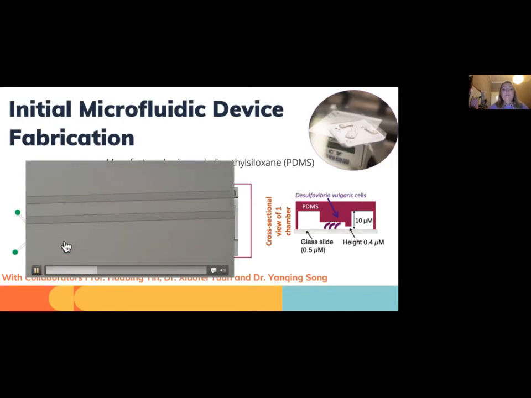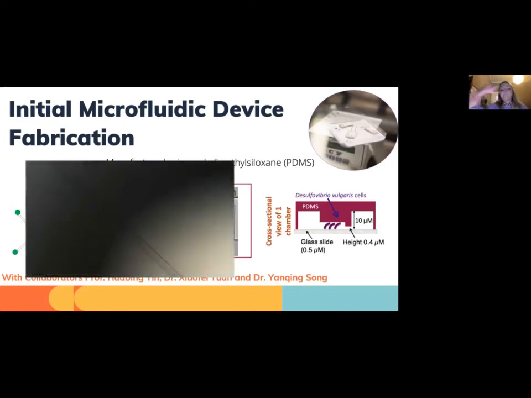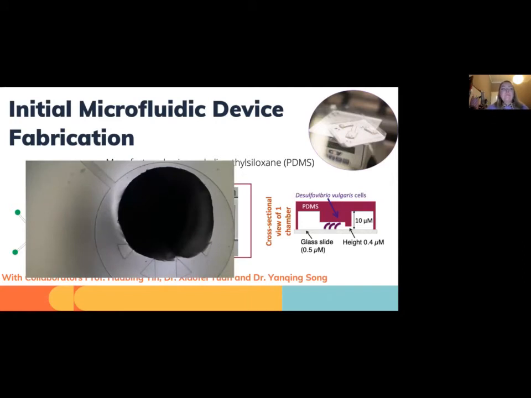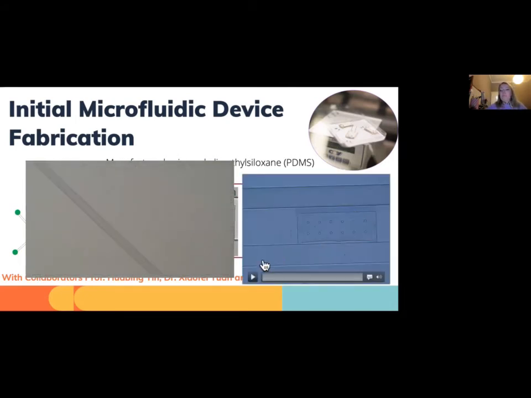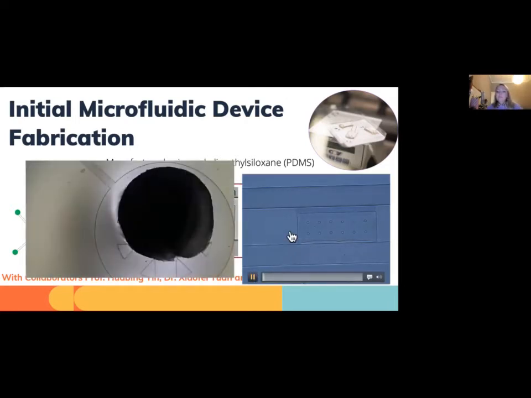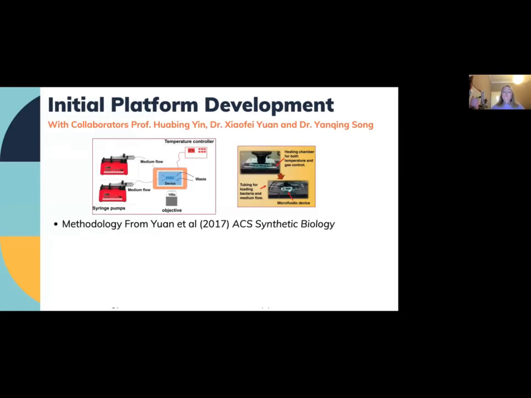So that's just an example of the full scale of the device. So you have your two influent channels and the two effluent channels, and then the 6 culture chambers. And this just shows the filling of the device with the growth medium. So that was the microfluidic devices.